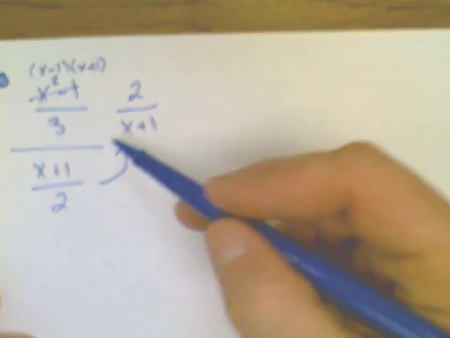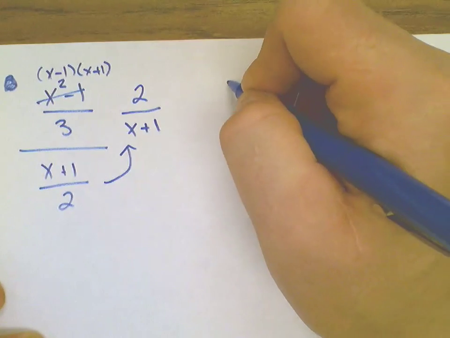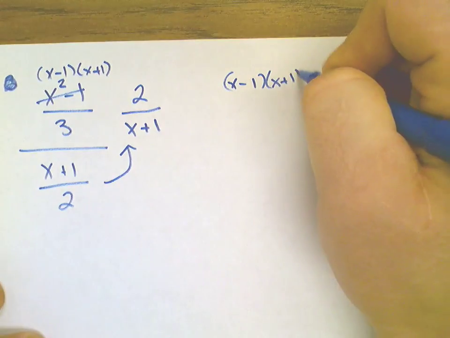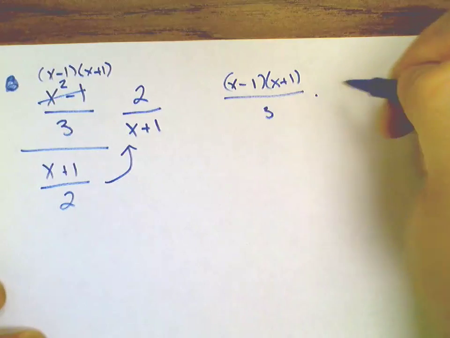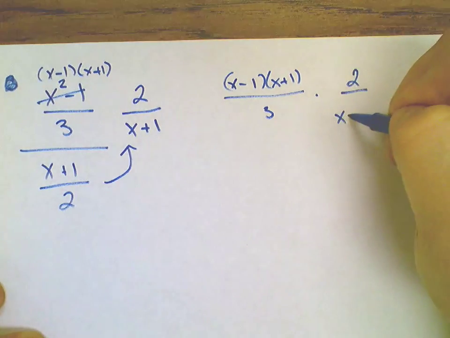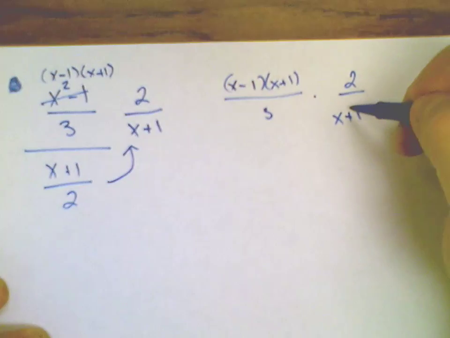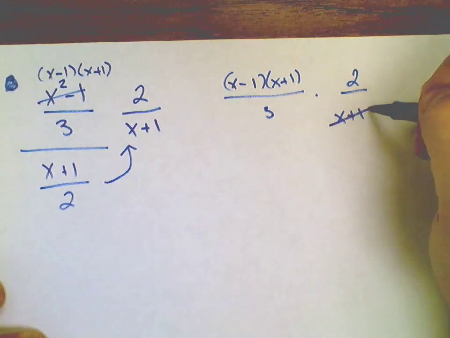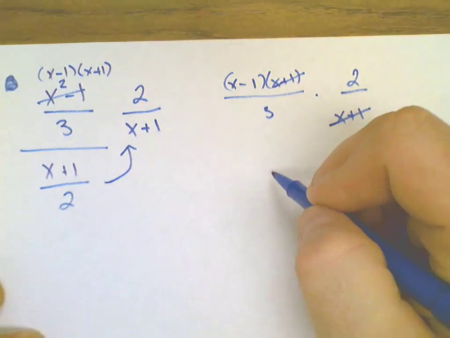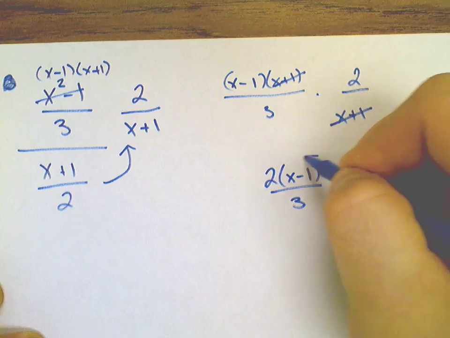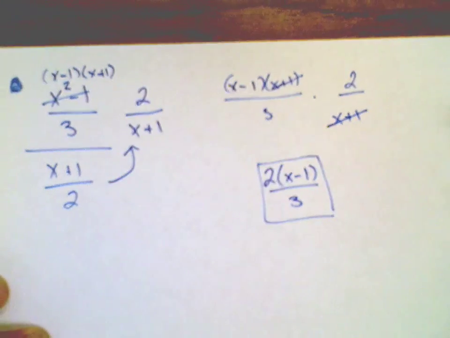So now we have this stuff on the top. If I rewrite it out, I've got x minus 1, x plus 1, over 3 times 2 times x plus 1. And then we treat this just like our multiplication of rational expressions, so you cancel that with that, and you're left with 2 times x minus 1 over 3. And you can just leave it like that.